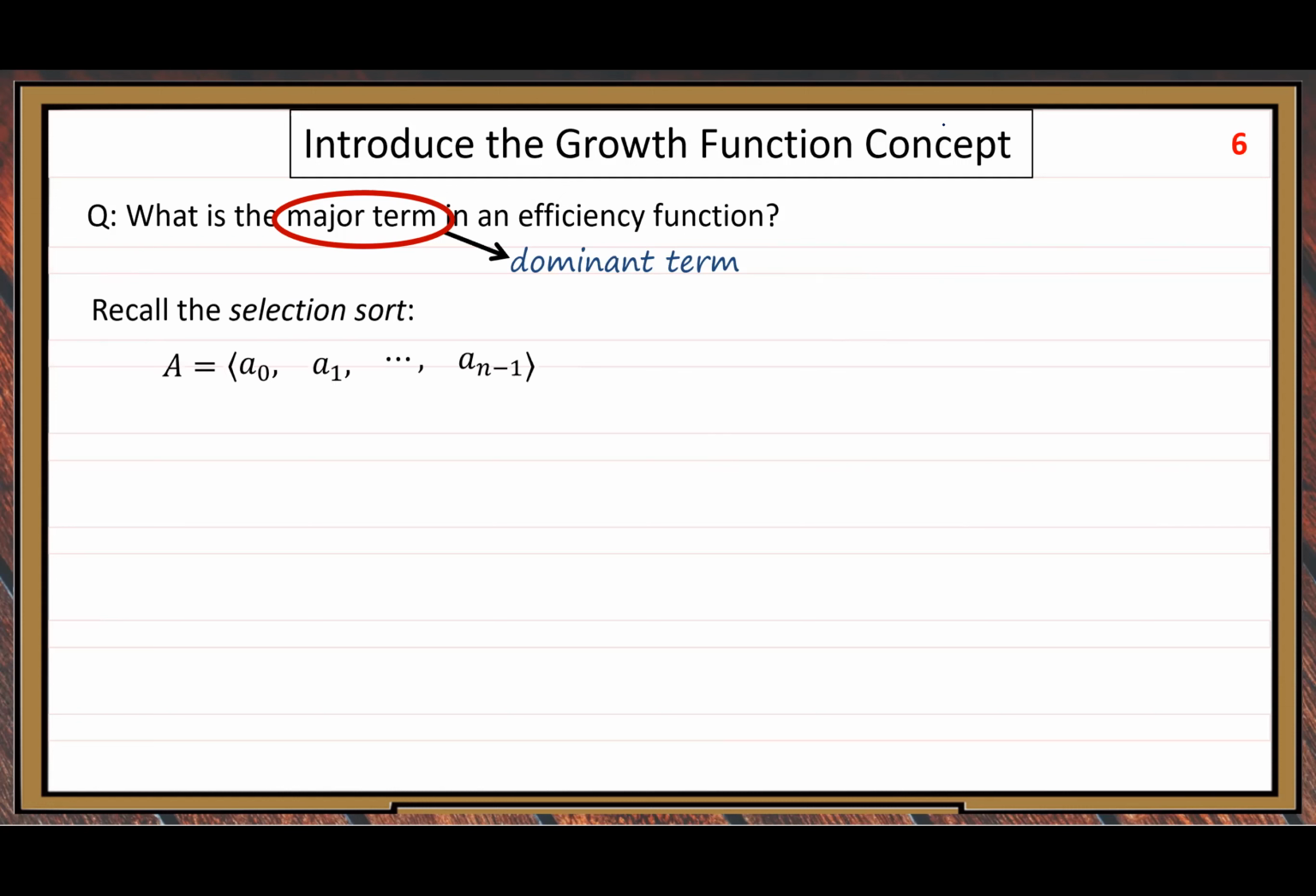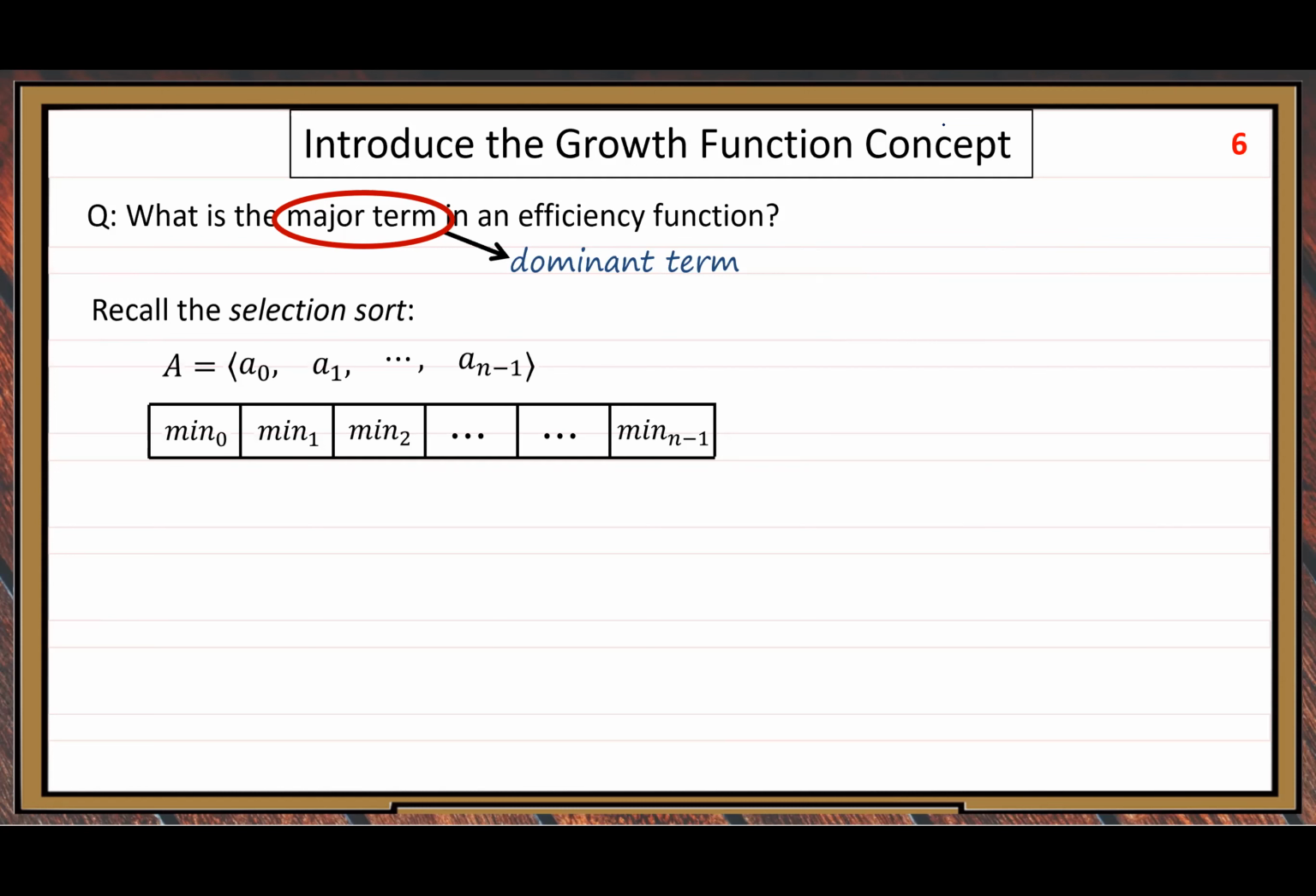So let's look at the selection sort. In the selection sort, this is the efficiency function, the number of comparisons, C of n. Let's expand that function. We have two terms. Can we say the first term dominates the second term in its value? Yes, so it's the major term, and the other is the minor.